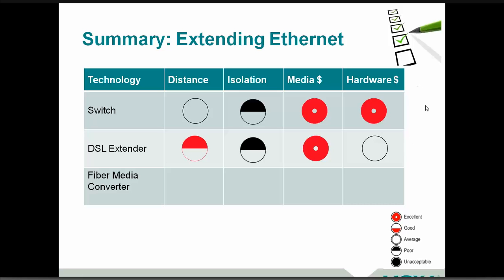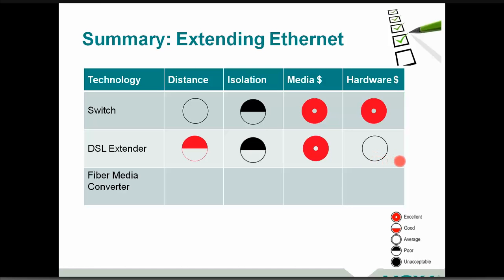Let's jump to DSL. I'm getting ahead of myself here. DSL, pretty good distance. Not as long as some of the things we talked about. Not so good isolation, only about as good as Ethernet can do on itself. Likewise, in terms of some of the other things, really low-cost media, maybe even a little bit lower cost than Cat5 cable.